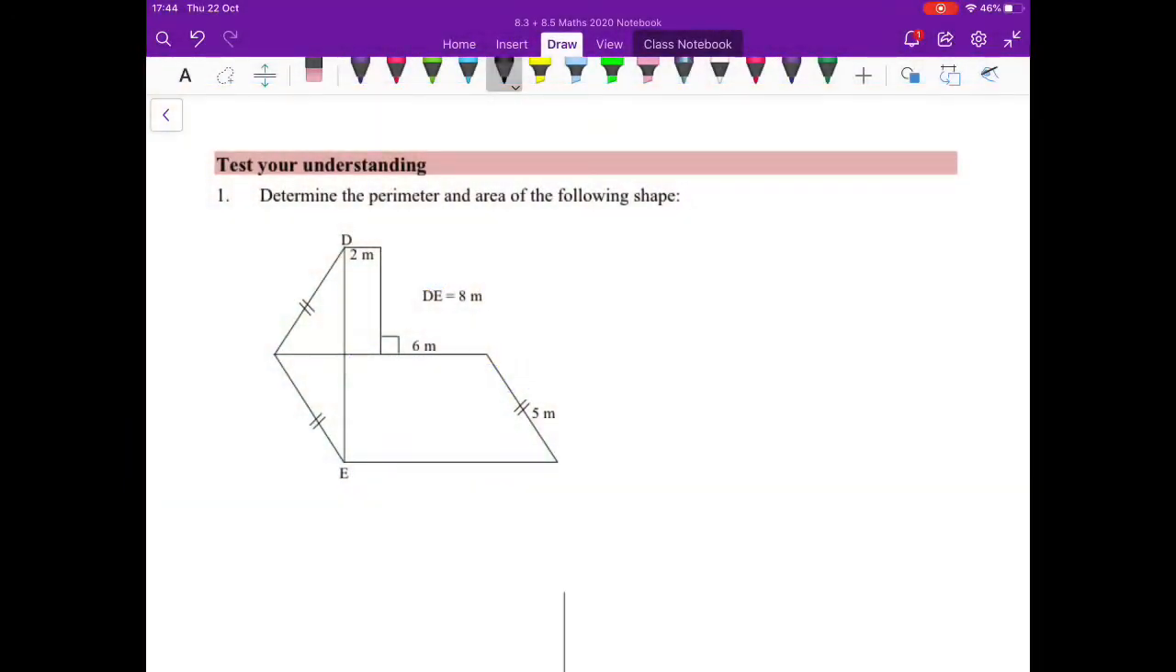Let's see how well you understood the test you're understanding. Perimeter, I would just have to add all the outside edges together, but before I can do that, I need to find certain of these lengths. Now remember, if the two lines here are 5 meters, then this is also going to be 5 meters and 5 meters. So let's fill it in. 5 meters, 5 meters. This is 6 meters.